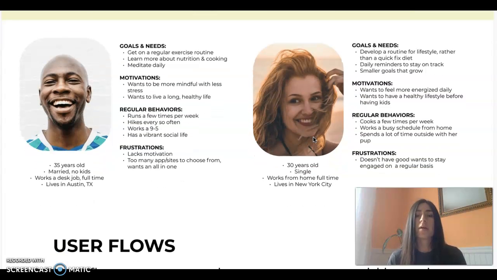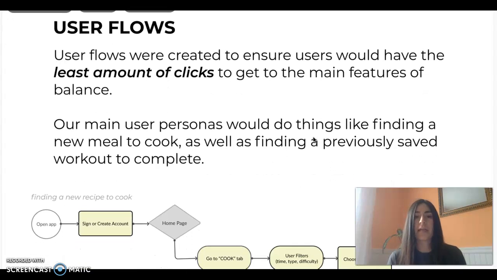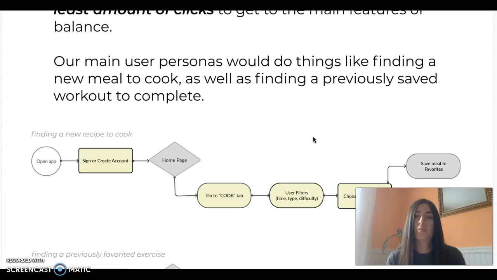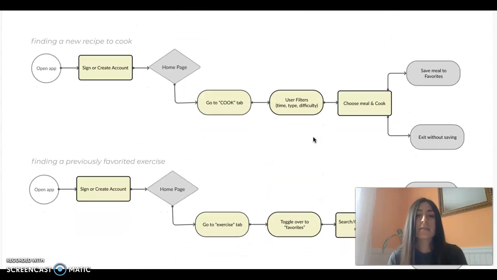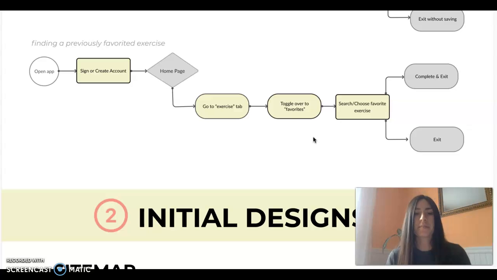They both want to develop better habits, things that they can actually stick to, nothing that feels too much like quick-fix dieting. Both of them have busy enough schedules where they need to be able to fit these things in as part of a balanced life. From there, I was able to start creating some user flows. I wanted to make sure we had the least amount of clicks to get to all the main features of Balance. Our main user personas would be doing things like finding a new recipe to cook or possibly finding a previously favorited exercise. Here we did keep the clicks pretty simple to get to each of these categories.